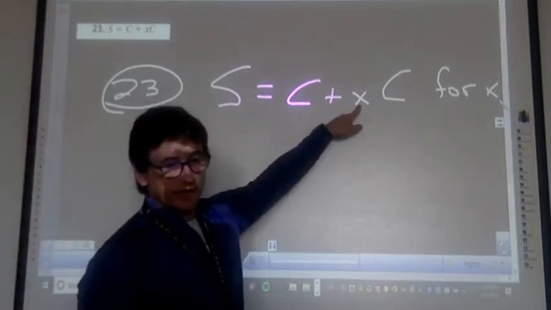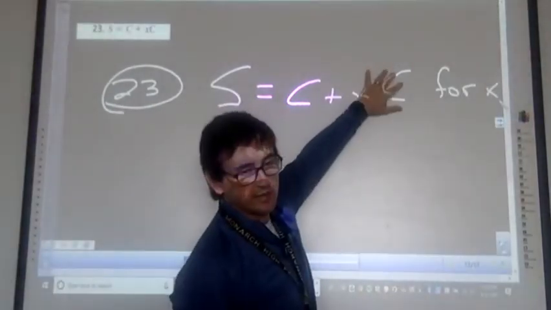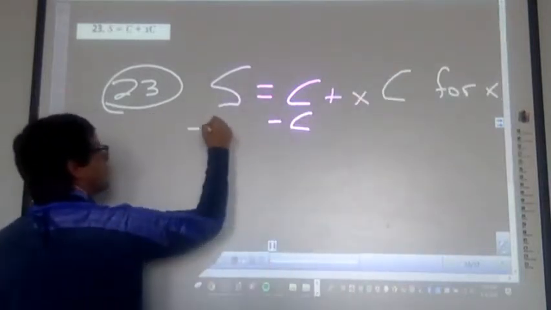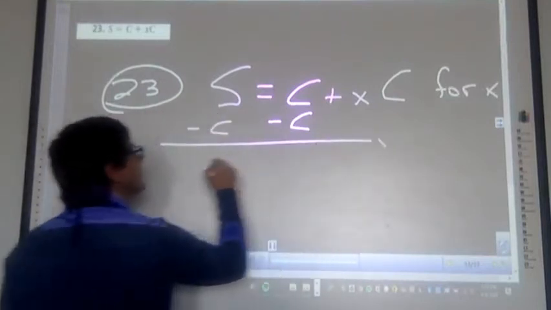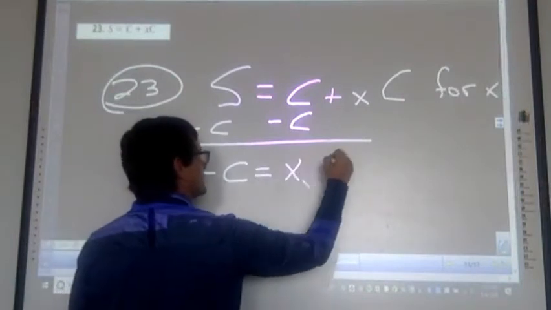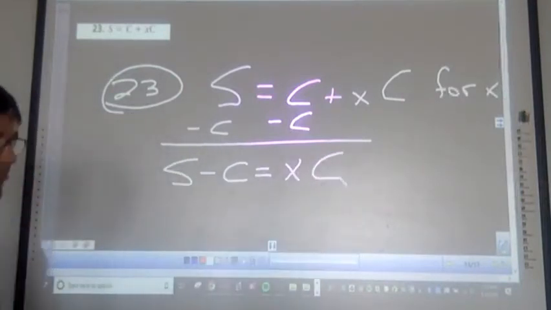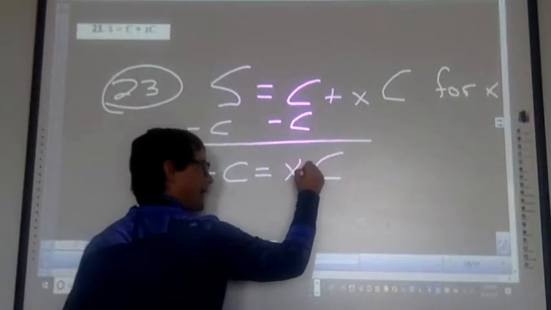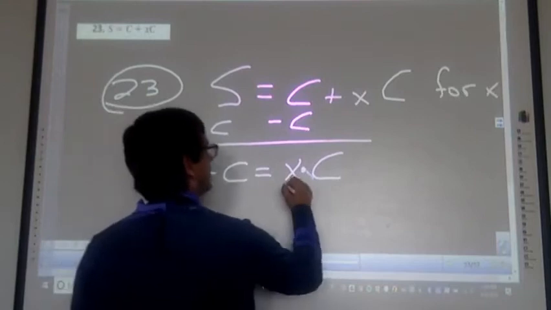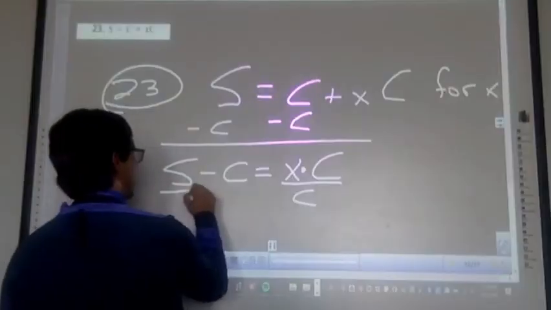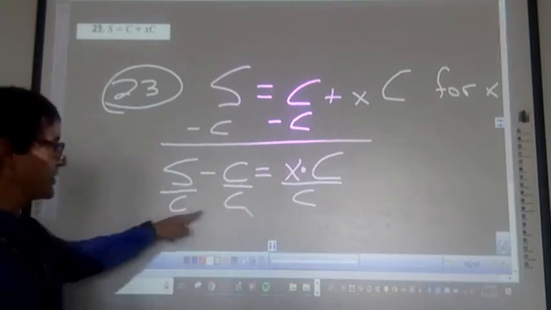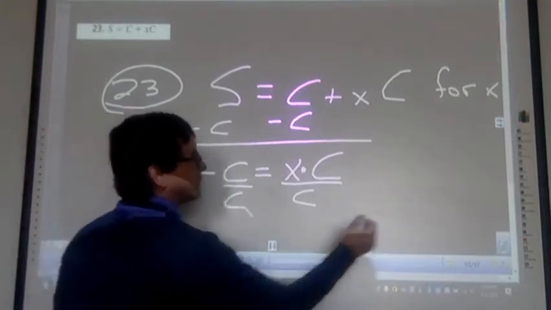Again, I've only got one x here, so I cover up that whole x thing, get rid of the c. I do that by subtracting it from both sides. So we have s minus c equals x c. And then implied operation is multiplication. To undo it, divide. So we're going to divide by c on both sides. And I always show it with the two divides over here. It's better.